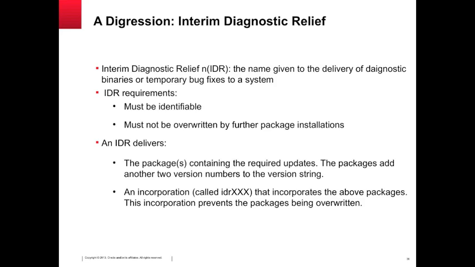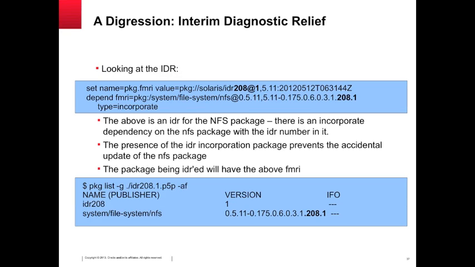So it's a trick we've used within, well, it's not a trick, it's actually a way we've used the packaging utilities to deliver. So we have a look at the details of an IDR here. Again, it's got the same type of thing: name, package FMRI, name of it. In this case, this was an IDR called 208, version 1. You see we've got rid of all that long thing. We've got the timestamp there.